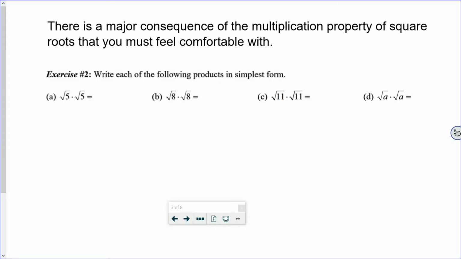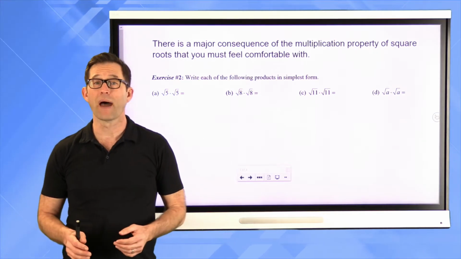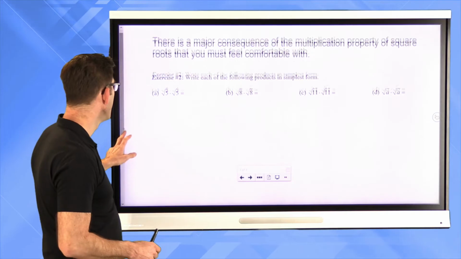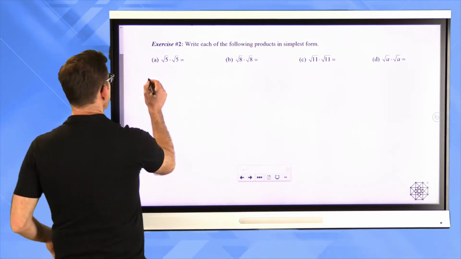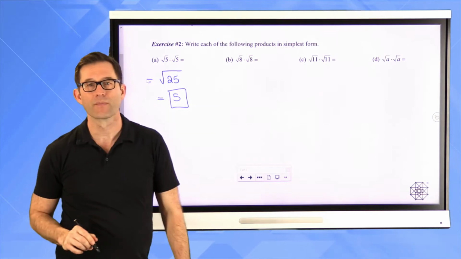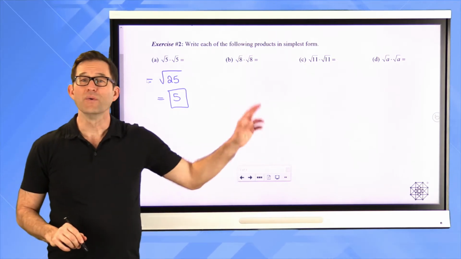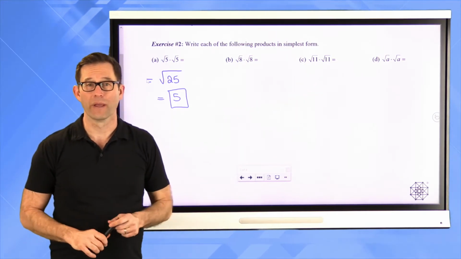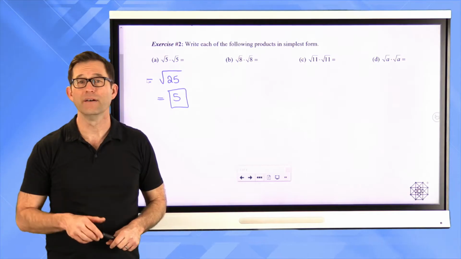Write each of the following products in simplest form. Well, you're probably going to notice a pattern pretty quickly here, right? You know, if I've got the square root of 5 times the square root of 5, that's equal to the square root of 25, and that's equal to 5, right? Why don't you see if you can finish the remaining 3? Pause the video now and go ahead.